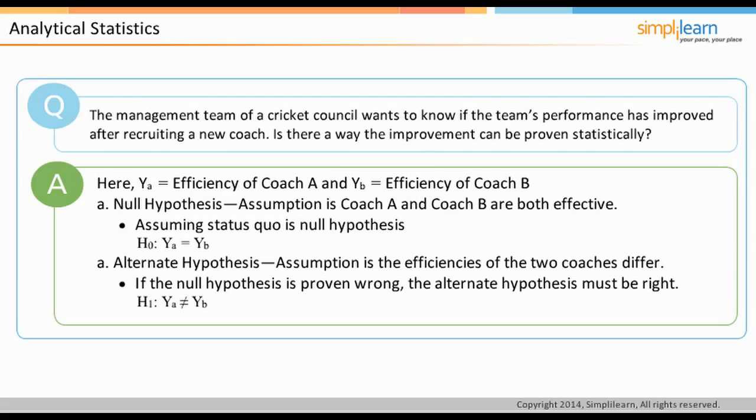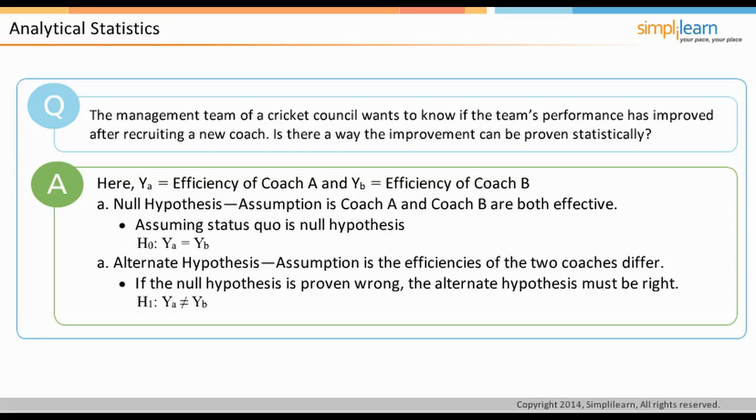The management team of a cricket council wants to know if the team's performance has improved after recruiting a new coach. The management conducts a test to prove this statistically. Let us consider YA and YB, where YA stands for efficiency of Coach A and YB stands for efficiency of Coach B. To conduct the test, the basic assumption is Coach A and Coach B are both effective. This basic assumption is known as null hypothesis. Here, let us assume the status quo is null hypothesis. Hence, null hypothesis, H0, can be given by YA equals YB.